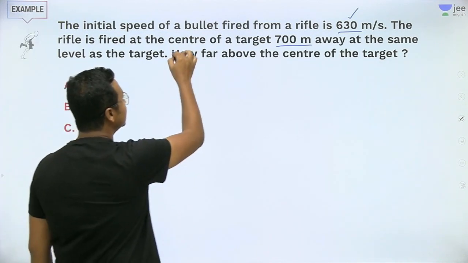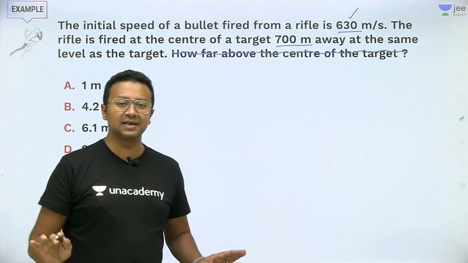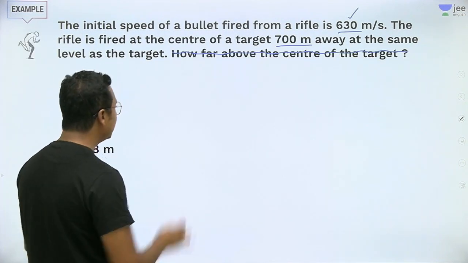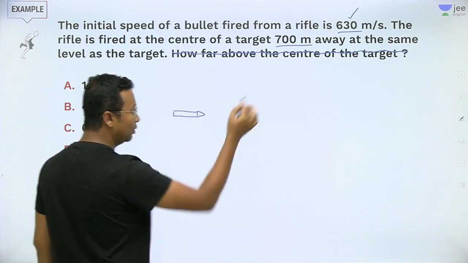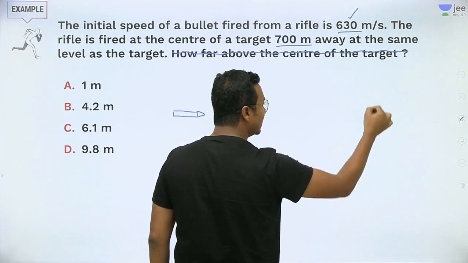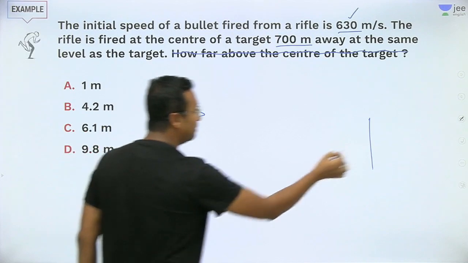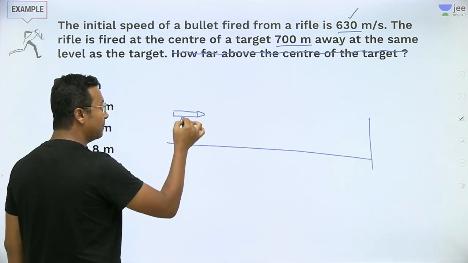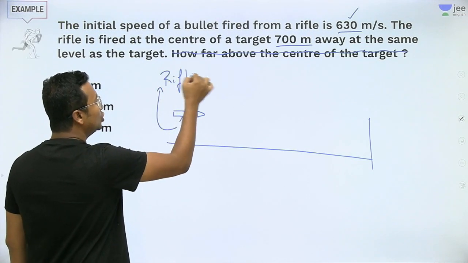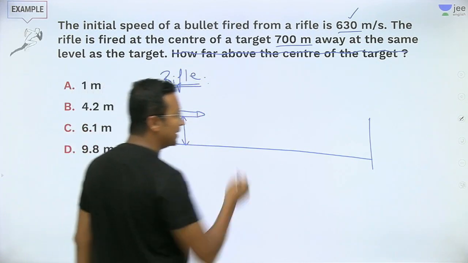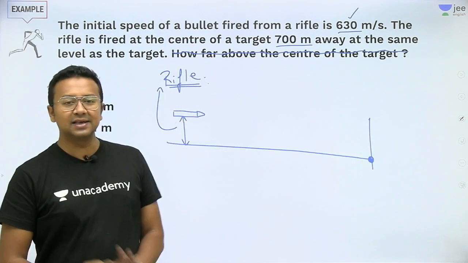Now, some mistake has been made out here. I'll tell you what the question is basically. It's a simple understanding. There is a rifle out here, and a bullet is going, and there was a target. At what distance above the target should I place my rifle so that the bullet will go and hit the target right at the center? Okay, simple question.